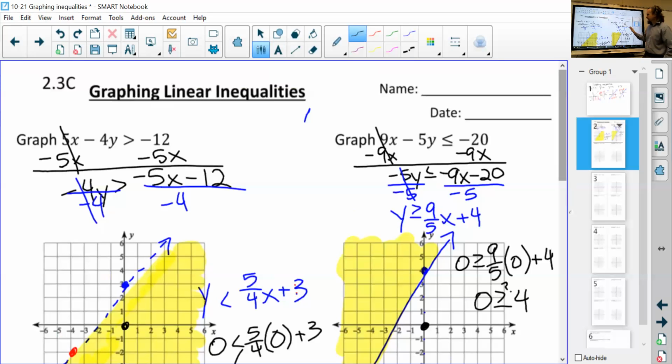Okay? The only other questions you see on there is asking for x and y intercepts. That's nothing new. You've done that before. Set x or y equal to 0 and solve for the rest.